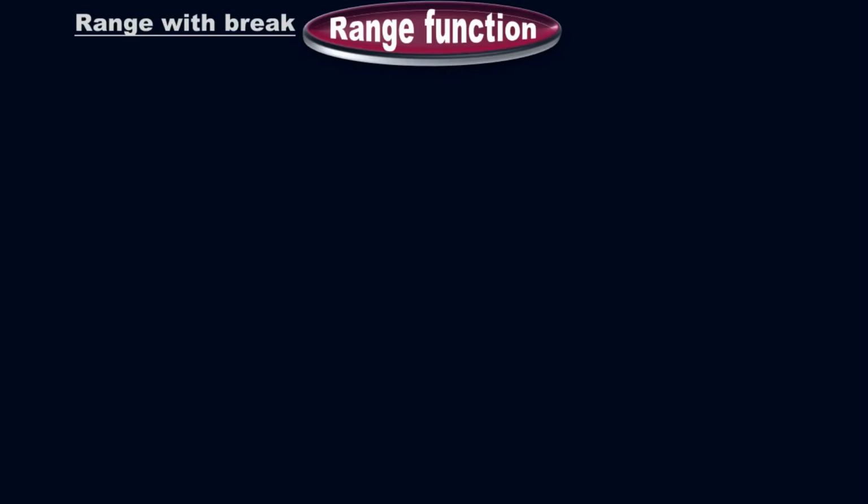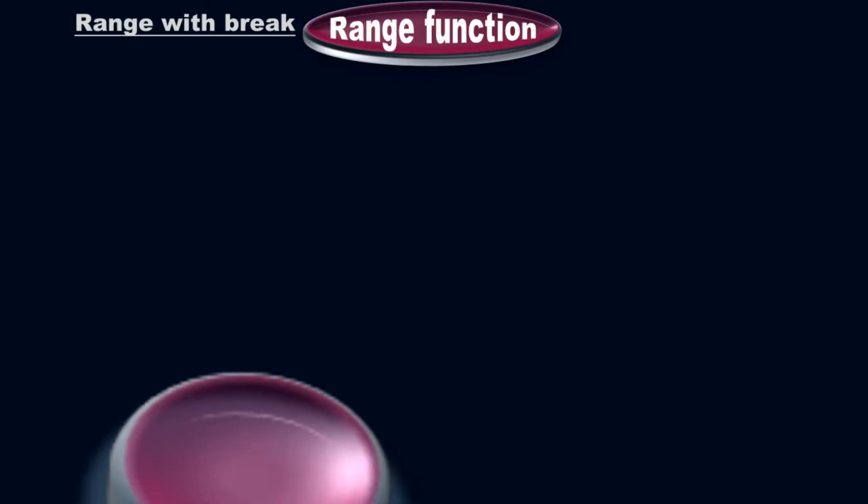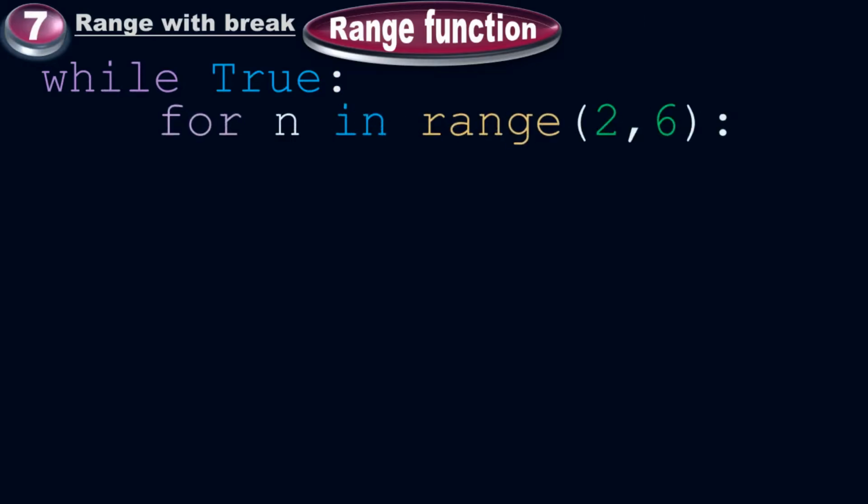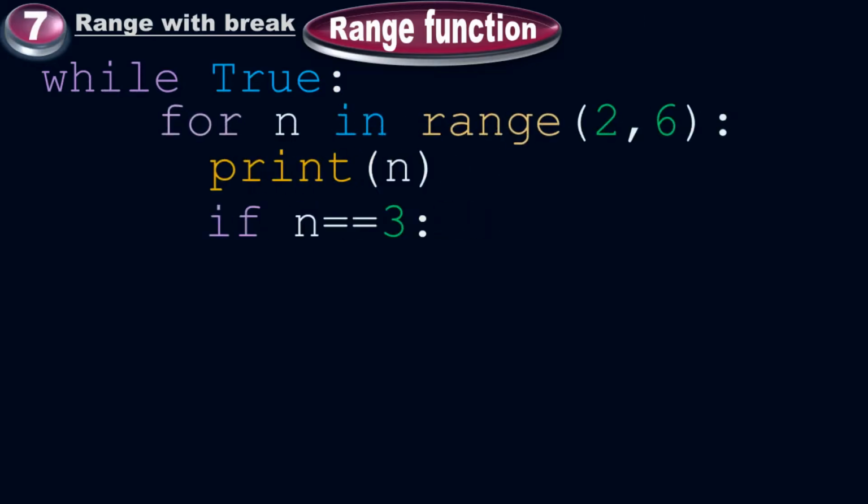Range with a break. So let me check range with a break here. We're going to use the break statement here. So example number 7: while True, for n in range(2, 6), print n. If n equals 3, break. When you run it, you will get 2, 3. This will be the output here.